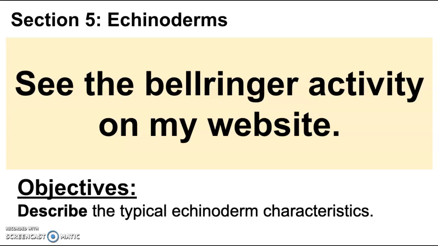Section 5 is all about echinoderms. So this is the last section in Chapter 2. And remember that all of the organisms we're talking about in Chapter 2 are invertebrates. That means that they lack a backbone. So our mollusks didn't have a backbone. Our arthropods, like crustaceans and insects, lacked a backbone. Echinoderms will lack a backbone as well. The objective that goes along with this section is to describe the typical echinoderm characteristics.